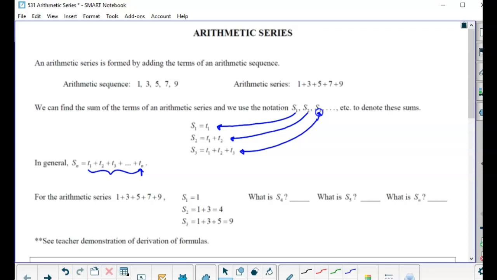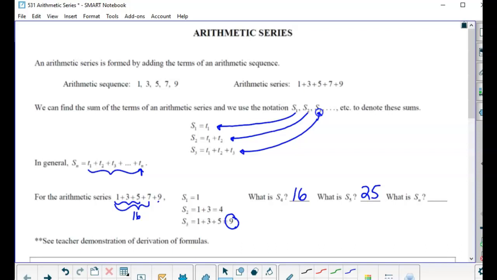Then what is S4? Okay, so we already know S3, and rather than adding all of the terms, if we already know S3, we just add the 4th term. Okay, so these add to 9, so now add 7, that's going to be 16. So now these add to 16, add 9, that's going to be 25. Okay. So what is Sn?